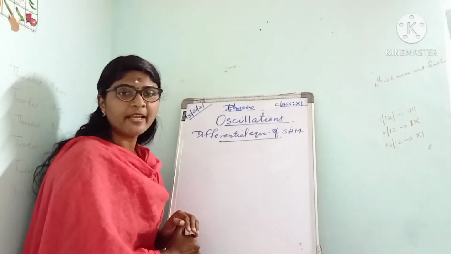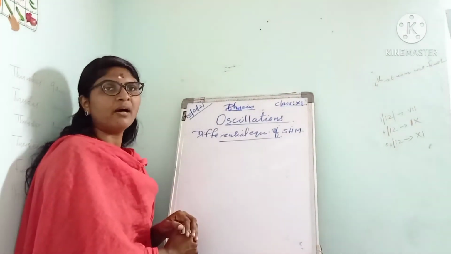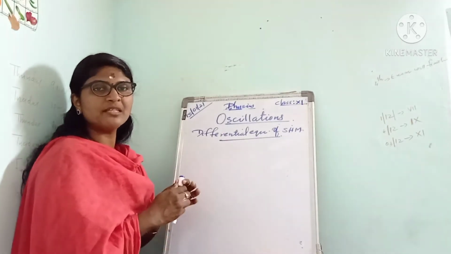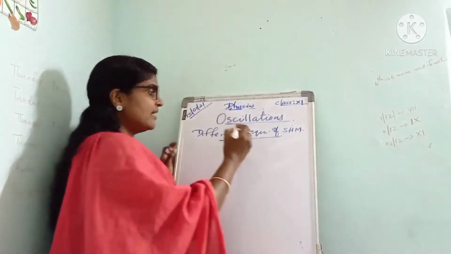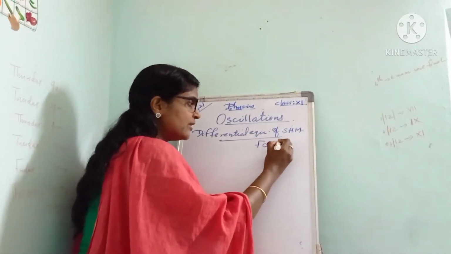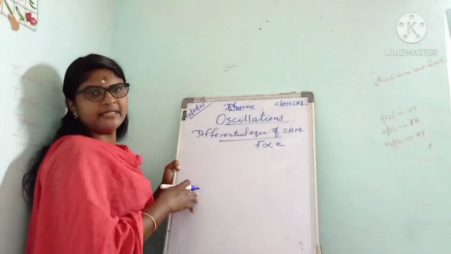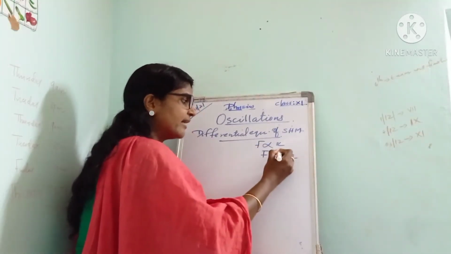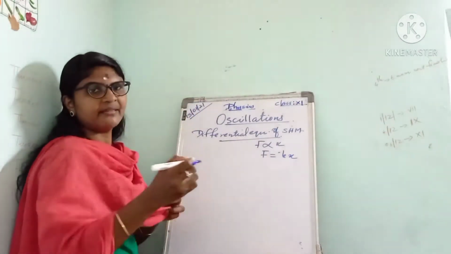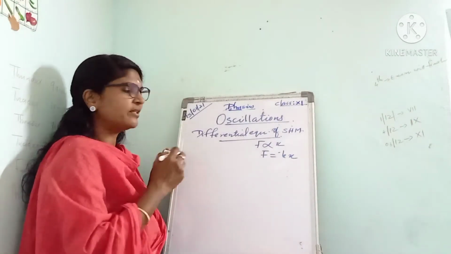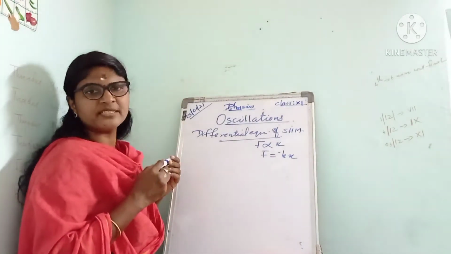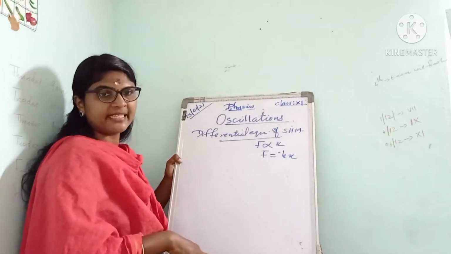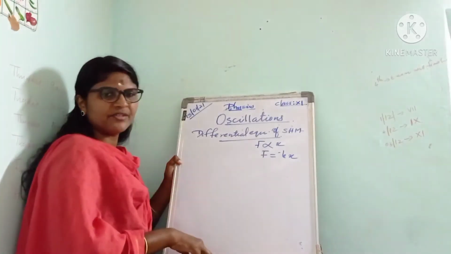In the case of a simple harmonic motion, the restoring force is proportional to the displacement. That we have learned. The restoring force is proportional to the displacement, or F can be written as k into x. Here we are putting a negative sign. The negative sign shows that x and F are in opposite directions. The force and displacement act in opposite directions. That is the significance of the negative sign here.